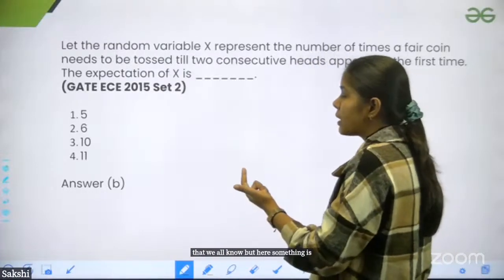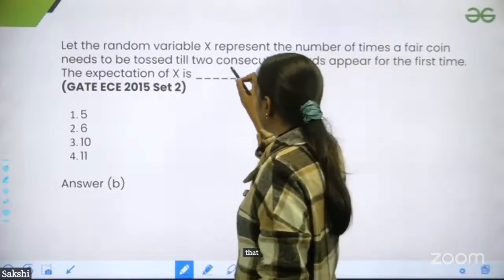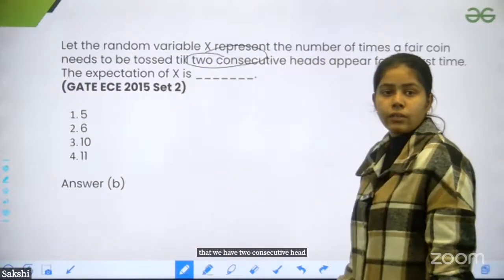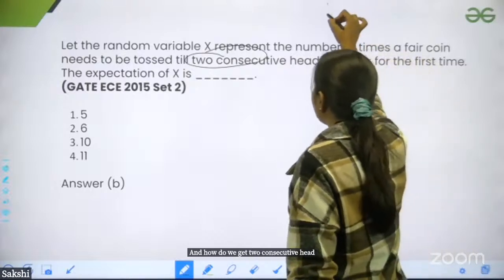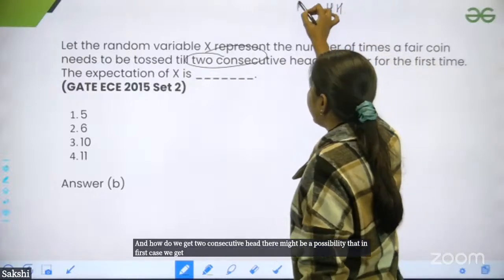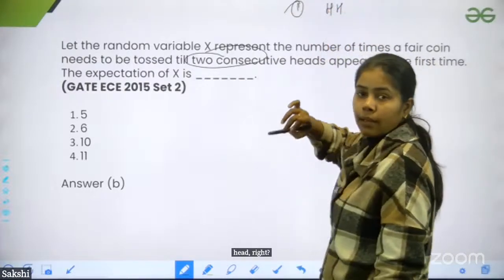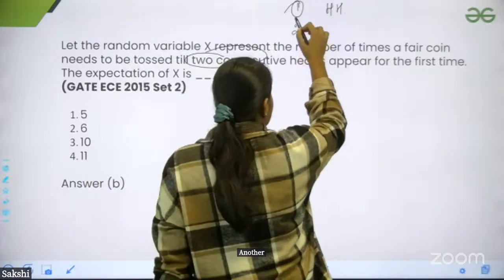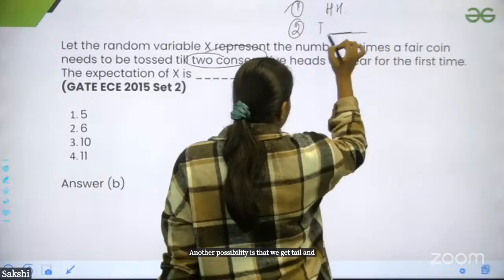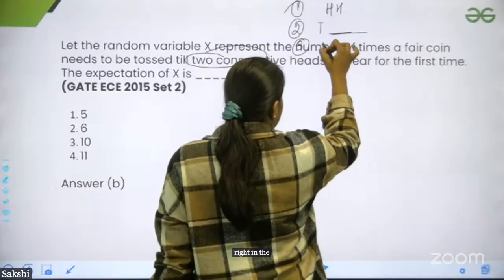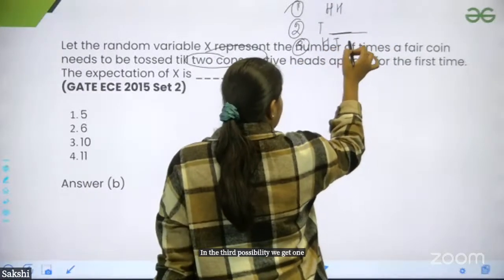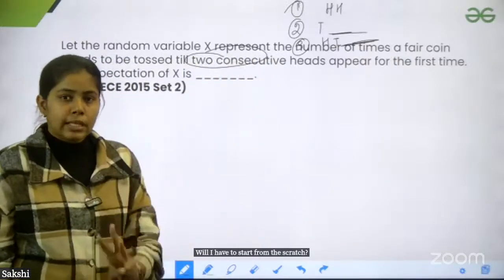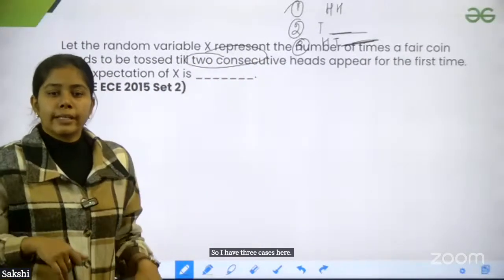What is different? They are asking about two consecutive heads. And how do we get two consecutive heads? There might be a possibility that at the start we get head. Another possibility is that we get tail, and then I can get head. In the third possibility, we get one head and then tail, then I have to start from scratch. So I have three cases here. So how do I find the expectation?